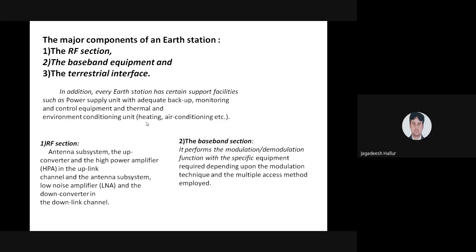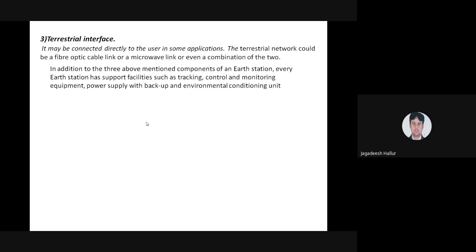The baseband section performs modulation or demodulation function with the specific equipment required depending upon the modulation technique and the multiple access method employed. Whenever we are going to strengthen the signal or receive the original signal back at the receiver end, we require some techniques. Those techniques are FDMA, TDMA, and CDMA. These are the three main techniques required to modulate and demodulate the signal. So we require multiple access techniques.